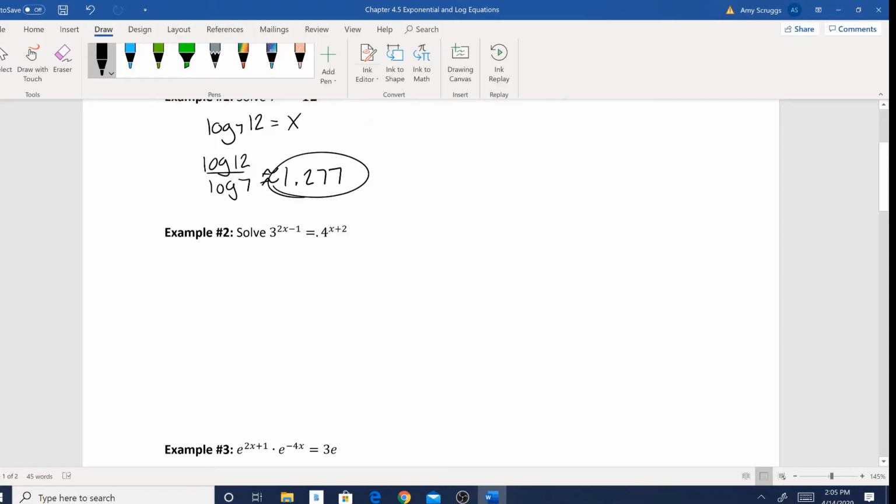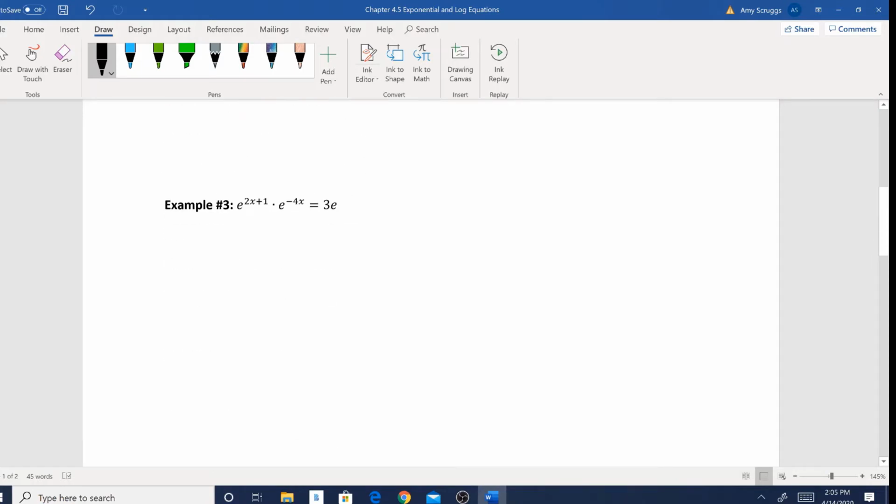Let's skip example 2 for a minute just because it's a little bit harder, and let's look at example 3. Now, the whole first page of notes is all about exponential equations, and then there's 3 logarithm equations on the back. So that's why this is kind of a 2-part section, because you do have to do 2 different things.